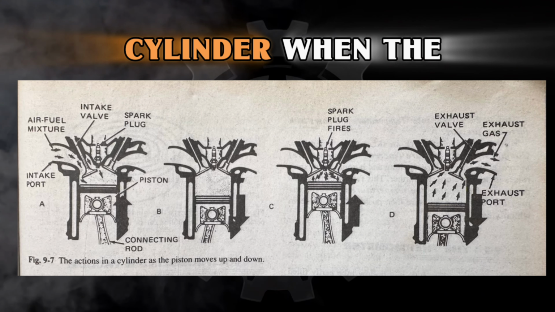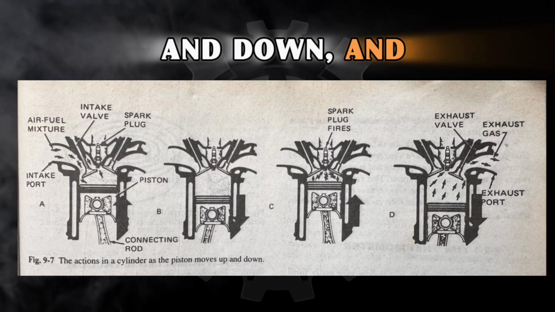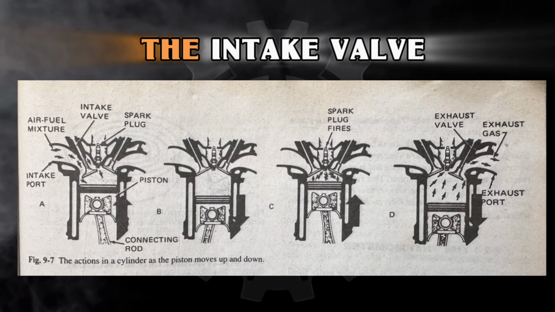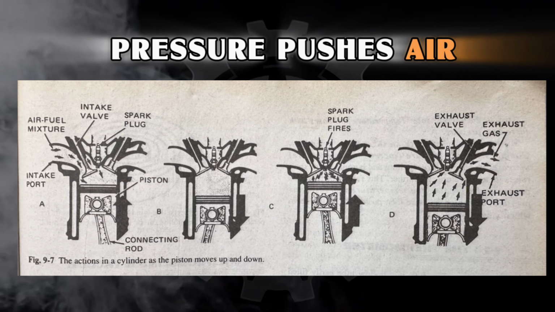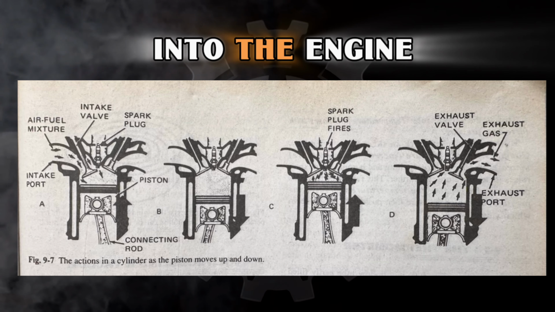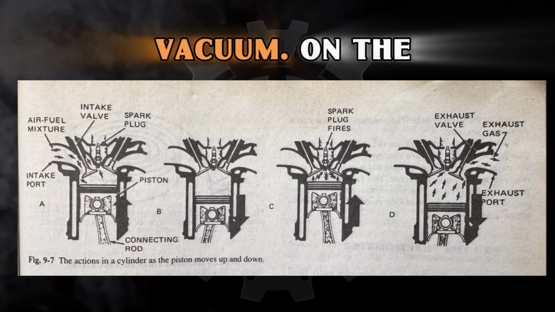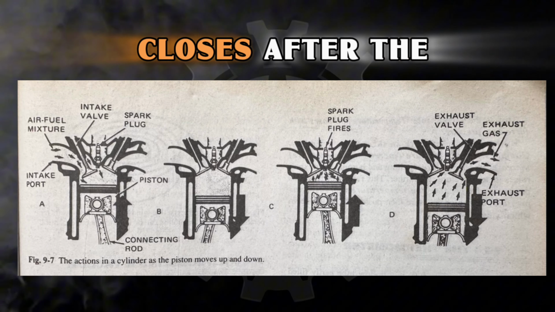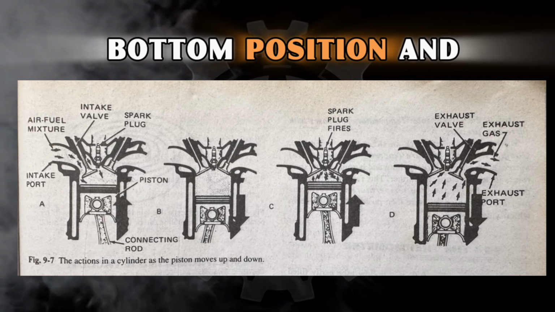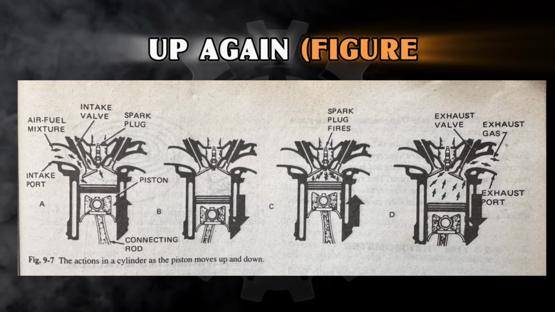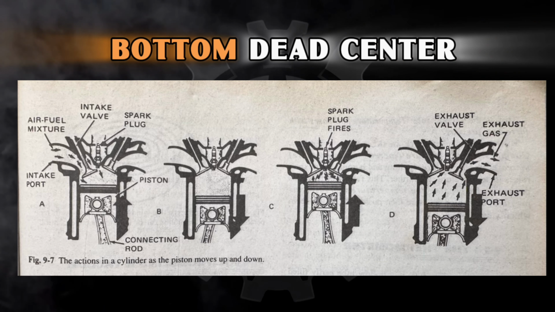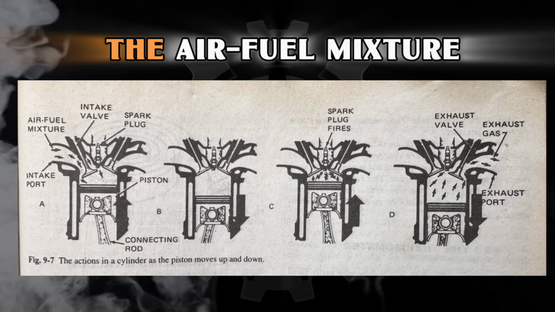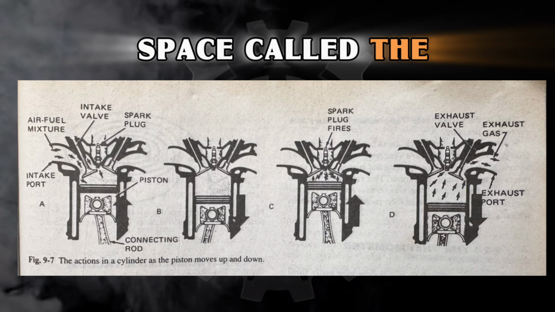Atmospheric pressure pushes air past the open intake valve and into the engine cylinder where there is a partial vacuum. On the way, the fuel system mixes fuel vapor with the air. The intake valve closes after the piston passes its bottom position and starts to move up again. Figure 9-7b. The bottom position is called bottom dead center, or BDC.